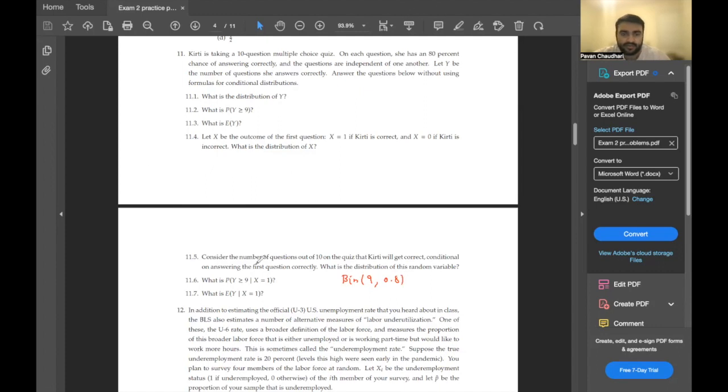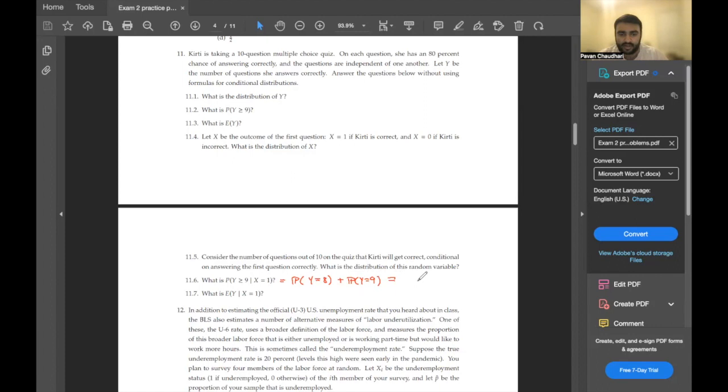Okay, and so it says what is the probability Y is greater than or equal to 9 given X equals 1, right? So I already know that I got the first question correct. Okay, and I am trying to figure out what's the probability that I get at least 8 more correct, right? So this is actually the same as just probability that Y is either 8 or 9, right? Because I already know that I got one of them correct. I already got the first one correct. So I'm really just checking the other 9 questions, right? So I can either get 8 of them correct or I can get 9 of them correct.